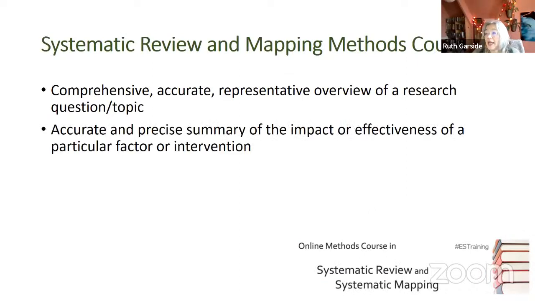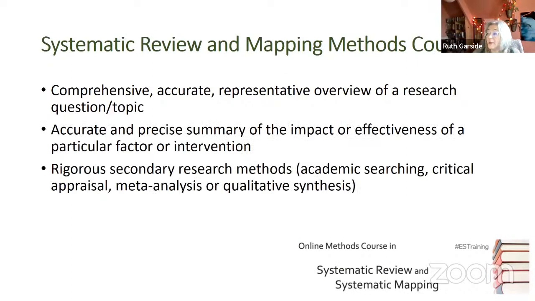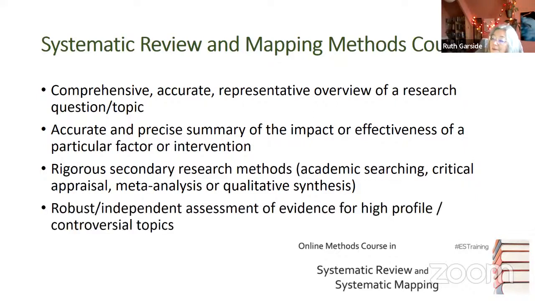So again, the systematic review and mapping methods course online is looking to get a comprehensive, accurate, or representative overview of a research topic or question, an accurate and precise summary of the impact of effectiveness of a particular factor or intervention. It looks at things like searching, critical appraisal, meta-analysis, and assessment of the evidence for high-profile or controversial topics.